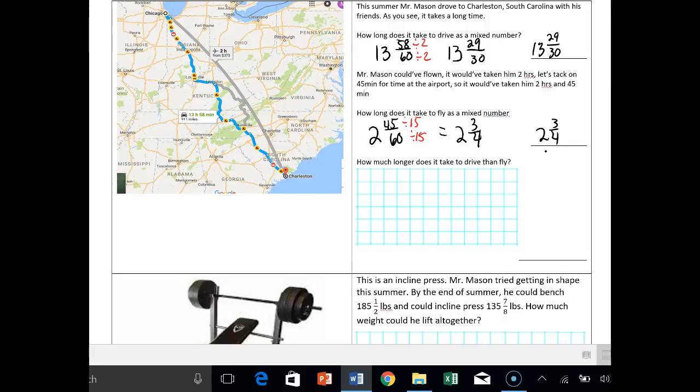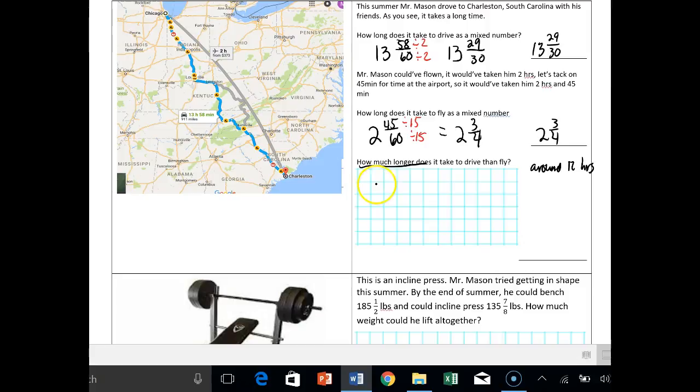So how much longer does it take to drive than fly? Again, there's a key phrase there. We're really asking ourselves, all right, how much longer does it take to do this than this, right? If you had to estimate, just looking at this, 13 minus about 2, it's going to be about 11 hours, but this is really close to 14, so 14 minus 2, it's going to be around 12. Maybe if you had to estimate right off the bat, you might want to say around 12 hours, okay? And then you'll know whether or not your answer is reasonable if you get a number close to that.